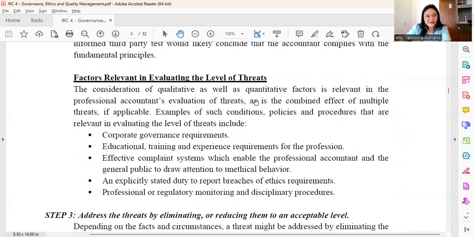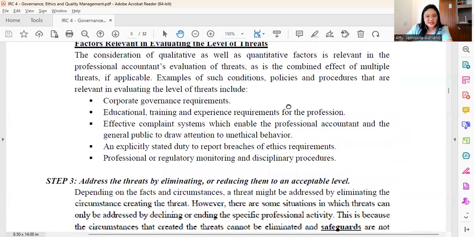The consideration of qualitative as well as quantitative factors is relevant in the professional accountant's evaluation of threats, as is the combined effect of multiple threats if applicable. So examples of such conditions, policies, and procedures that are relevant in evaluating the level of threats include: what are your corporate governance requirements? What are your educational training and experience requirements for the profession? Do you have effective compliance systems that will enable you and the general public to draw attention to an unethical behavior? An explicitly stated duty to report breaches of ethics requirements, and then professional or regulatory monitoring and disciplinary issues.